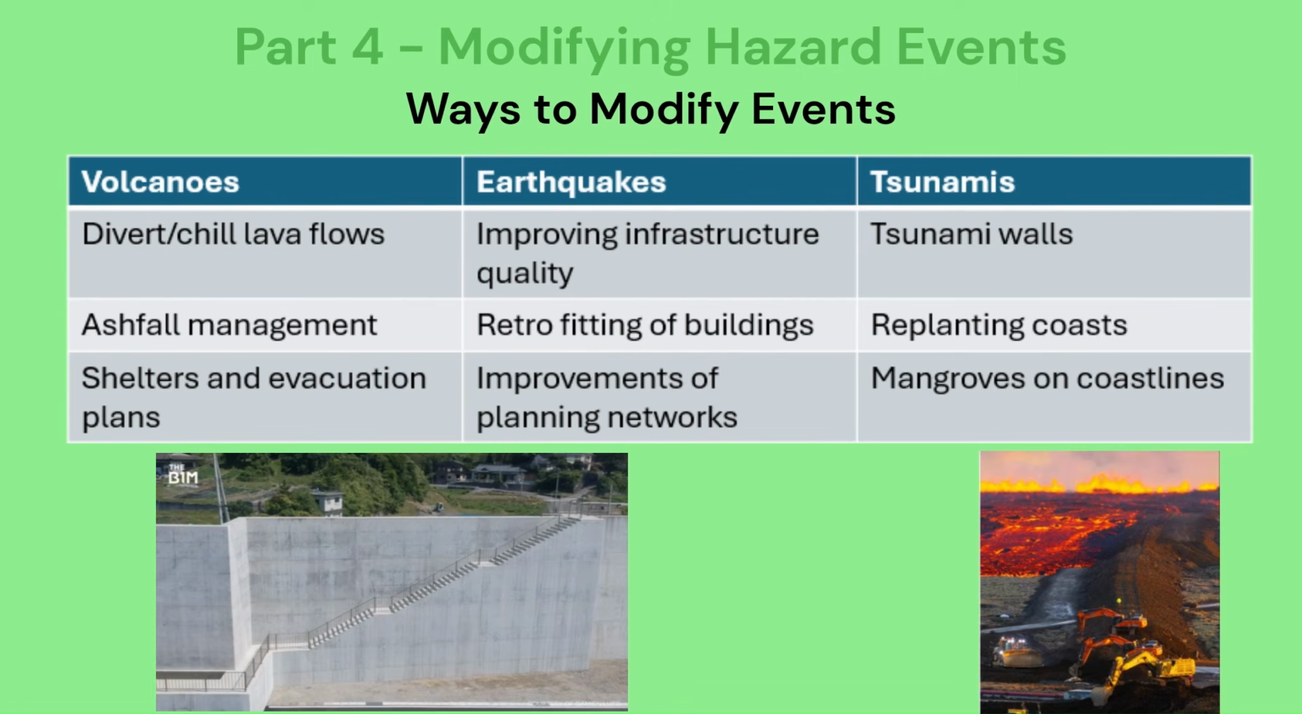Ashfall management is developing techniques to manage ash, such as using water cannons to prevent ash buildup on roofs or roads, which can reduce disruption during eruptions. Creating safe zones, shelters, and efficient evacuation plans ensures people can quickly move away from erupting areas.